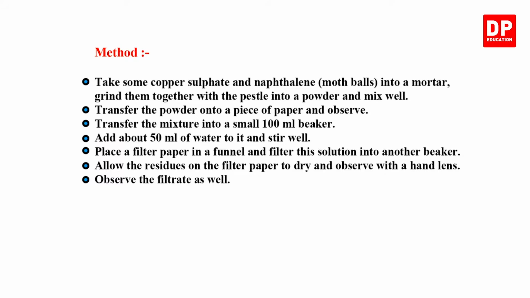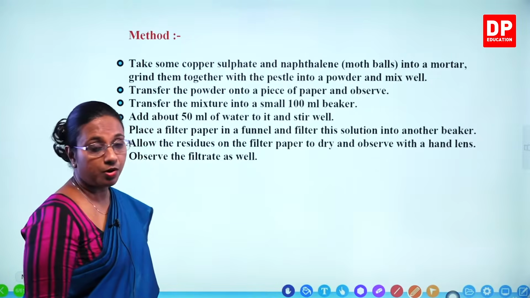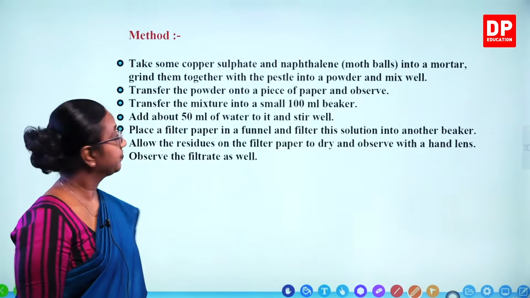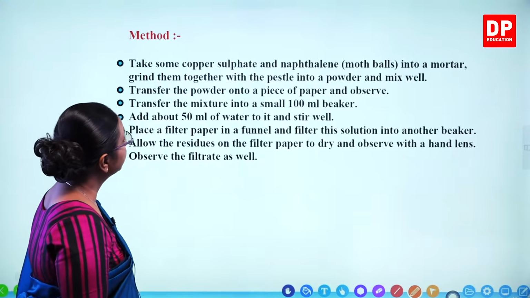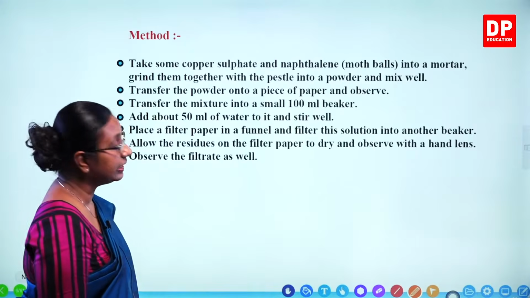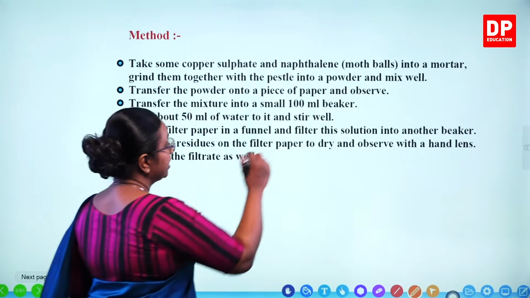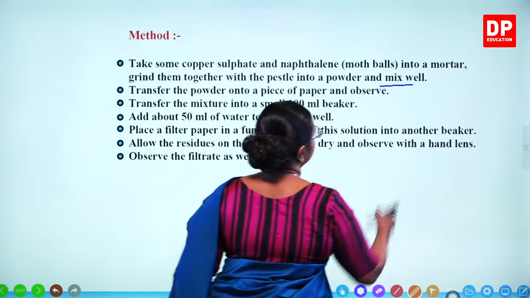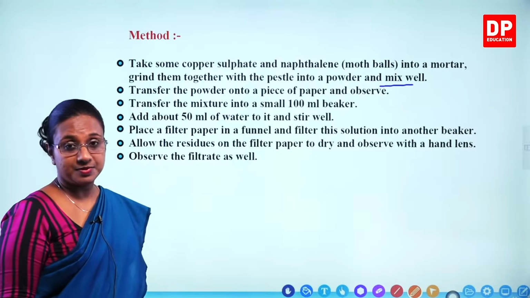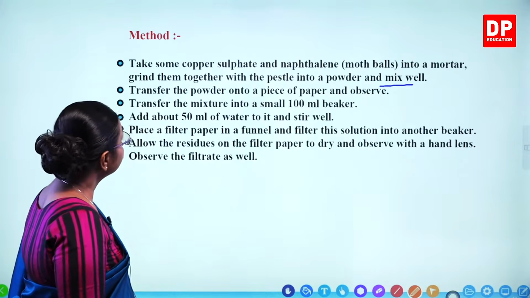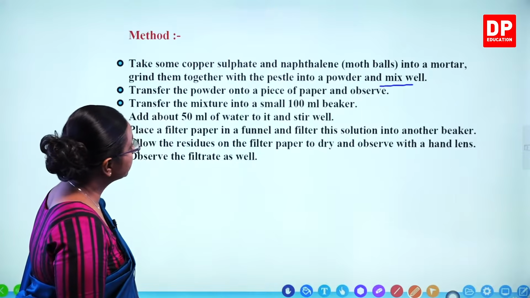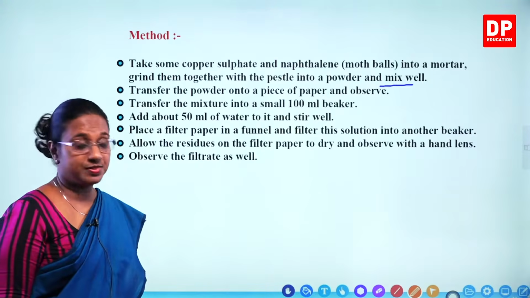The method: take some copper sulfate and naphthalene, that is mothballs, into a mortar. Grind them together with the pestle into a powder and mix well. So here our main purpose is to mix the two substances. Transfer the powder onto a piece of paper and observe.